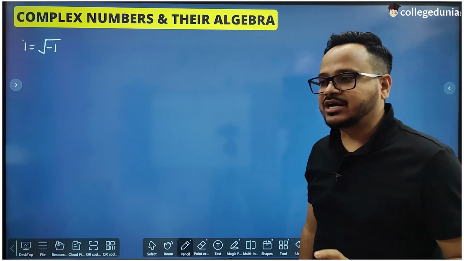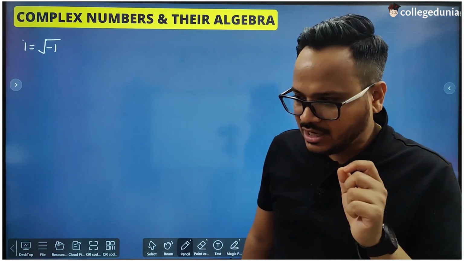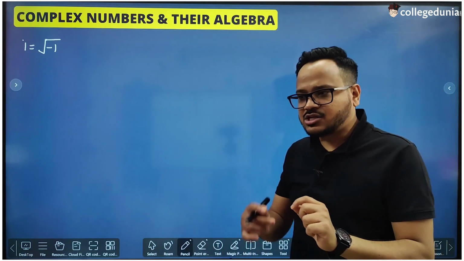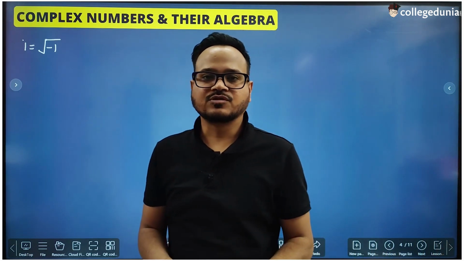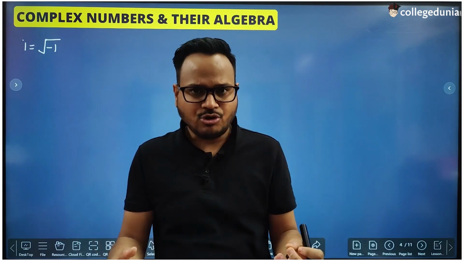We all know that it is not possible to find the square root of a negative number, because the square of any number is always positive. Whether the number is positive or negative, the square of the number will always be positive. For example, the square of 2 is 4 and the square of minus 2 is also 4. If you multiply minus 2 by minus 2, minus and minus will give positive. So the square of any number will always be a positive number.